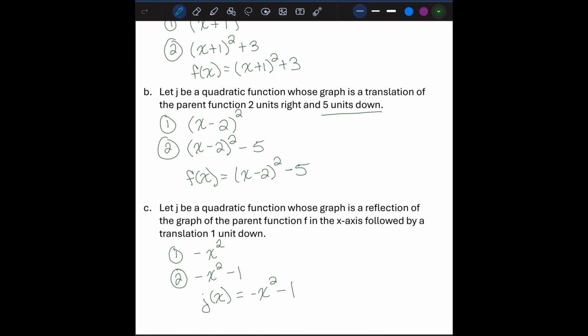All right, now if this would have been a horizontal, you would have done a negative x squared if you wanted to go over the y-axis, okay? All right, so let's change these to j.